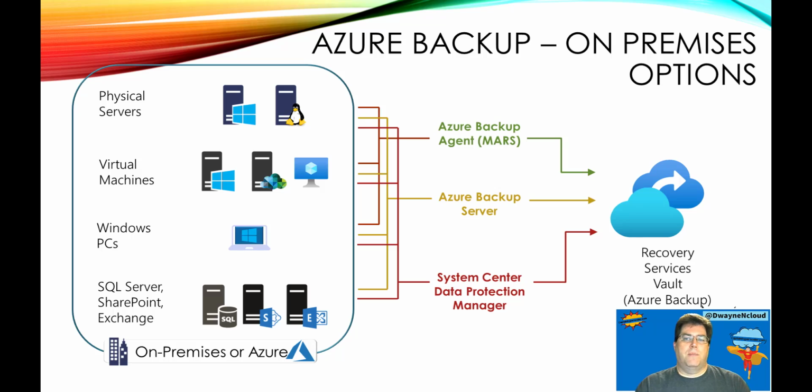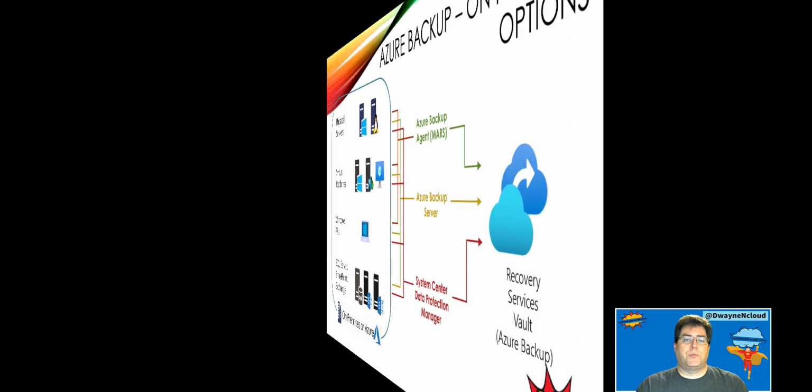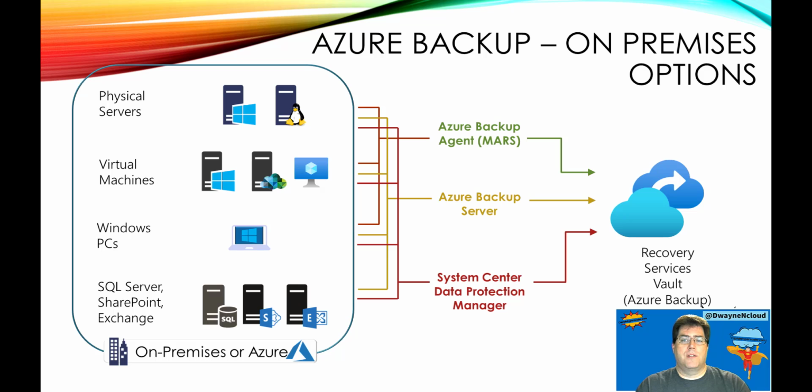So how does Azure Backup work? There are multiple ways that Azure Backup works. The easiest way for Azure Backup is the Azure Backup agent, or the MARS agent. That works on Windows machines, virtual machines running on Hyper-V or VMware. And it's just an agent that runs and can push that information right to your Recovery Services Vault.